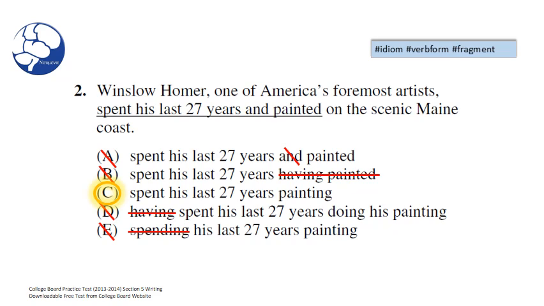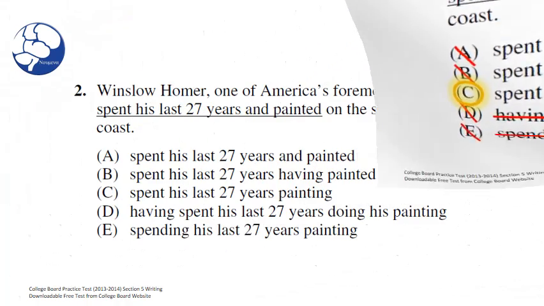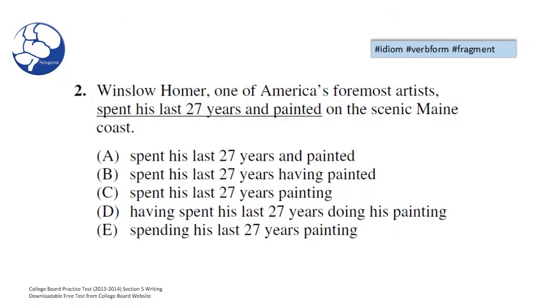Well, if you couldn't follow, don't worry. Now it's time for us to explain what we just did. Winslow Homer, one of America's foremost artists, spent his last 27 years and painted on the scenic Maine coast.